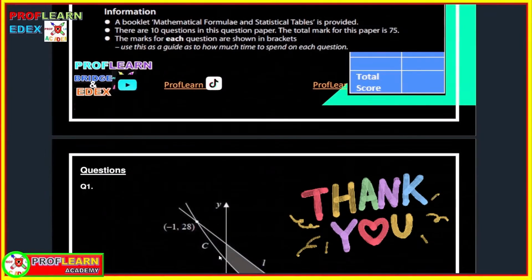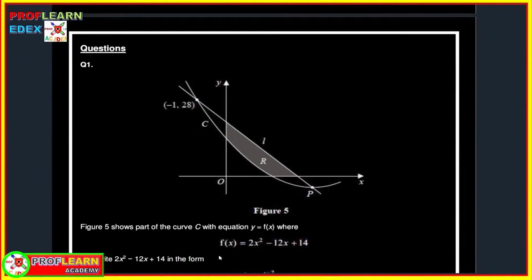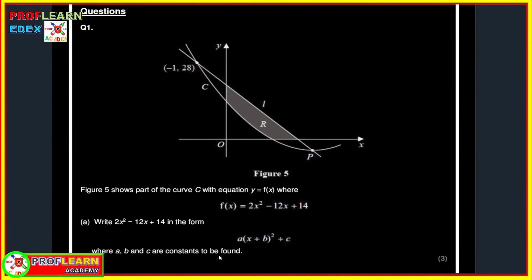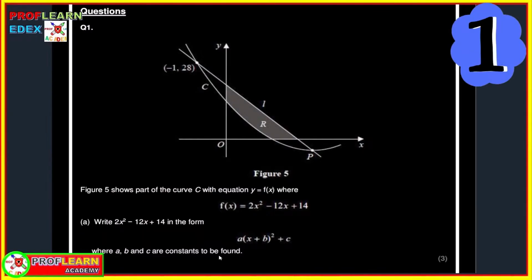So we need to move to the first question. In question 1 we are told that the figure shows part of curve C whose equation is y equals f of x, where f of x is 2x squared minus 12x plus 14, and we're supposed to write 2x squared minus 12x plus 14 in the form a(x plus b) squared.